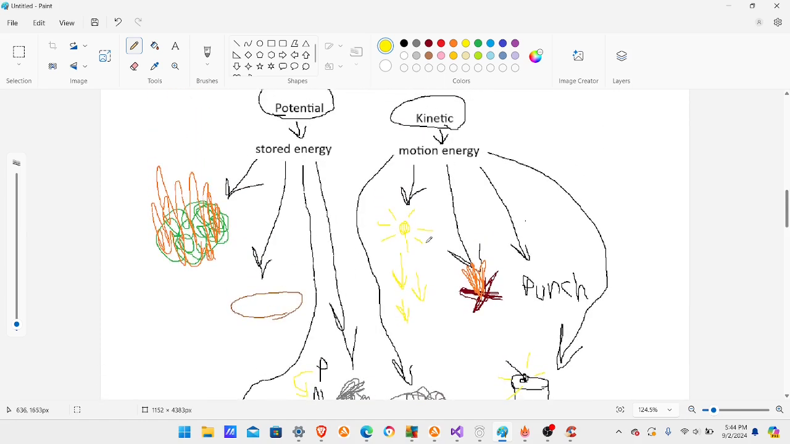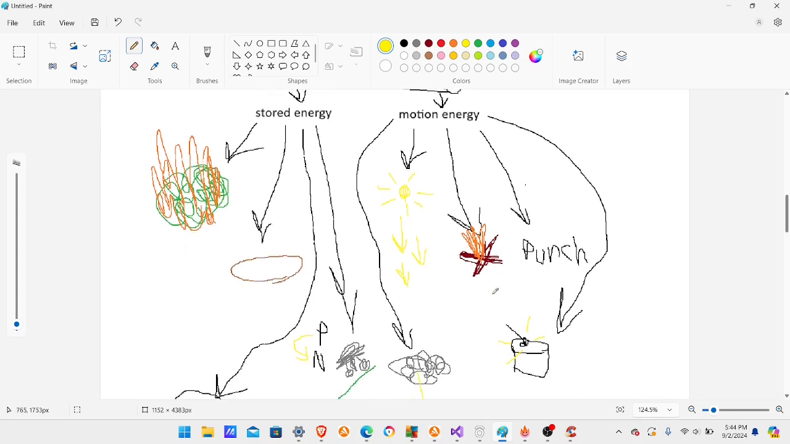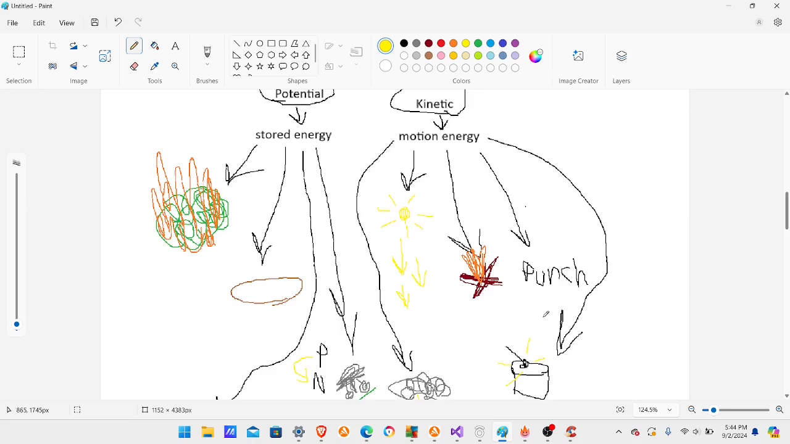Just to recap, we have radiant energy. Probably the most common example would be the sun. The sun heats the earth, and if it wasn't for the sun, we would not have life on this planet. So that's pretty cool. And we have thermal energy, which is heat energy. We talked about that a little bit more over here. And then we have motion energy, which is just the basic movement of things.